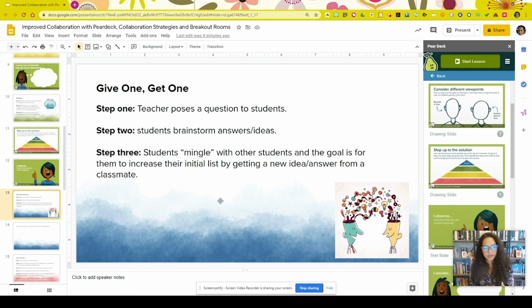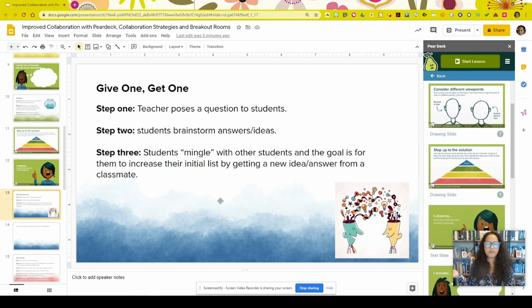Once they had their list, you would give them time to get up and walk around the class, and they would speak to someone. And the idea is that they would give that person one thing, or one idea, one answer, or a step. So if it's a mathematical problem, one step of solving the equation, and then the student they're discussing would give them another step of the equation, or another idea, or another example.